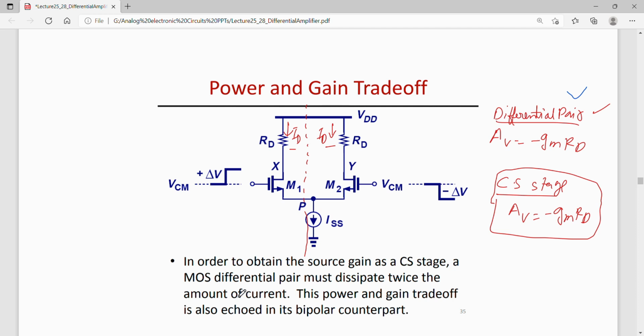So this MOS differential pair will dissipate twice the amount of current or power. So there is basically a trade-off between power and gain here. This gain is achieved at the cost of power consumption, which is double in the case of the differential pair in comparison to this common source stage or half circuit. So I'll write common source stage or half circuit.